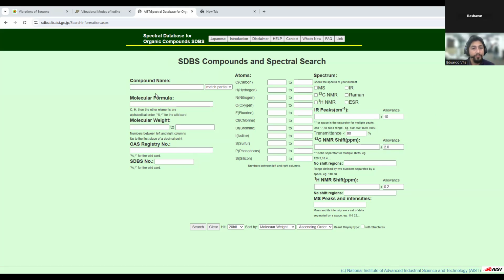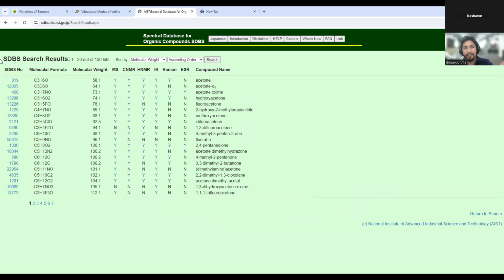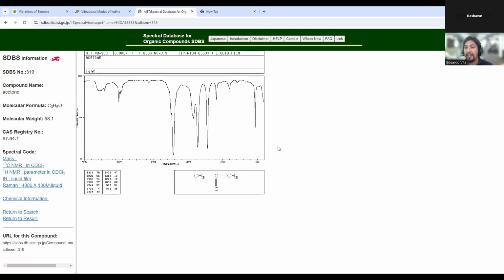So for example, I'm going to come over here and in the compound name, I'm simply going to type acetone. So check this out. Acetone and then search. And then you have to agree to the disclaimer, so make sure you agree. You're going to get a list of all these results. The very first one you see over here where it says compound name, that's acetone right there. Right here where it says IR, it says Y. That means there is a spectra available. I'm going to click that and you're going to see an IR spectra of acetone.